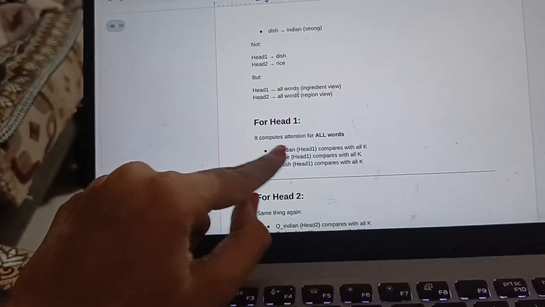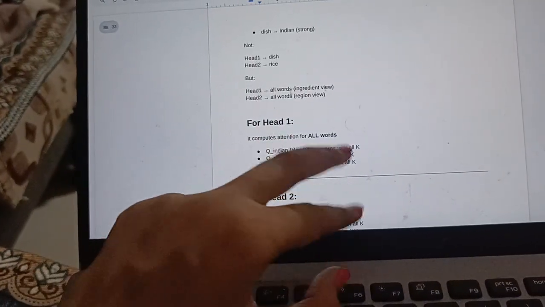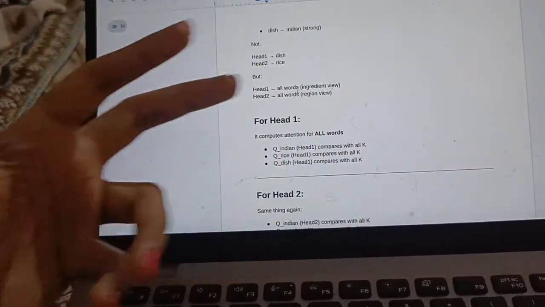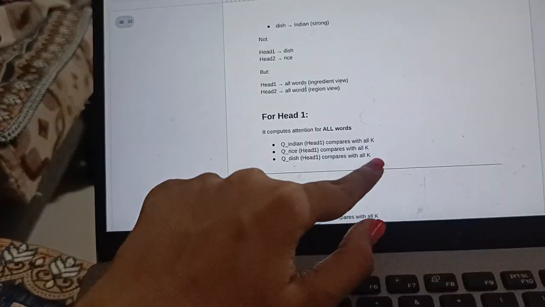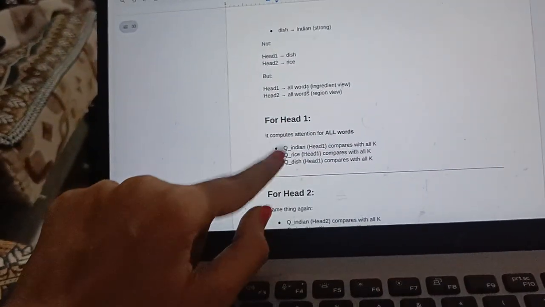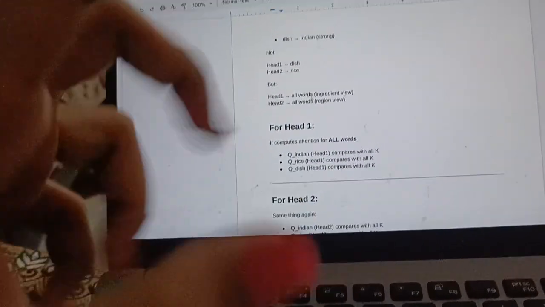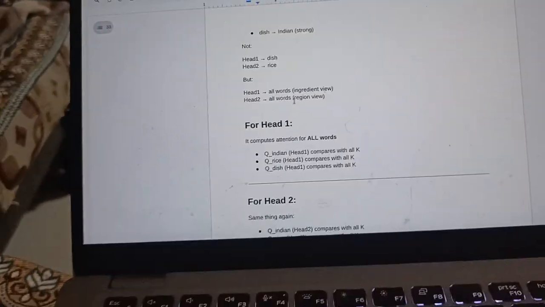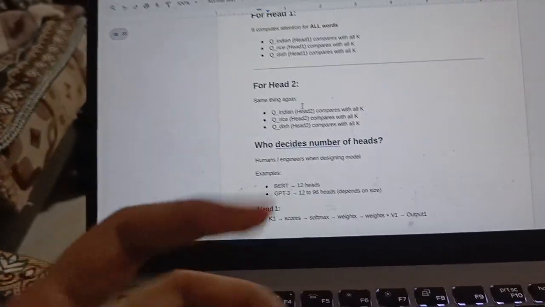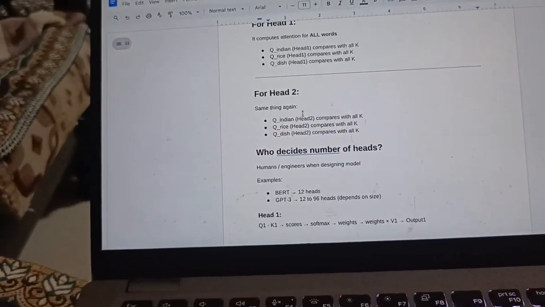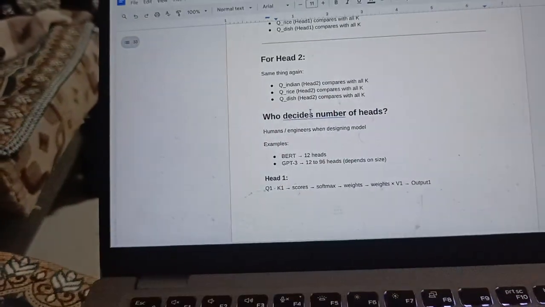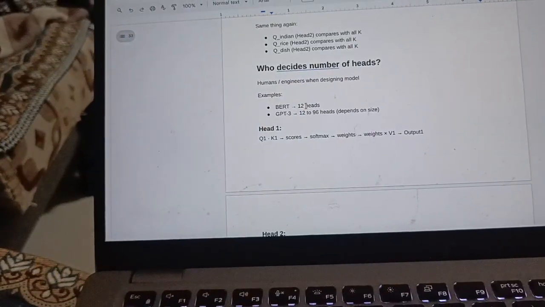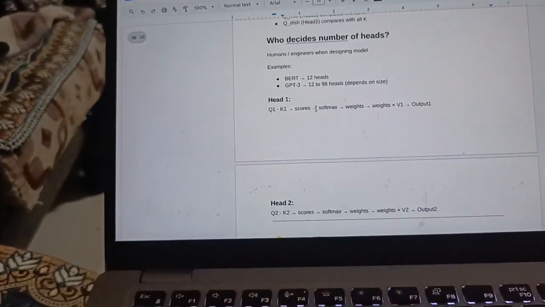So here Q Indian, Q rice, Q dish, are compared with all of the K. Now what was K? It's a key. So all of the queries are compared with all of the keys. So it's all for head one only, but with a different context. For example, this is the ingredient view, this is the region view. Like this, multiple heads work together. And who decides this? Basically it's like 12 heads, designed into the models. Well, we will see ahead.